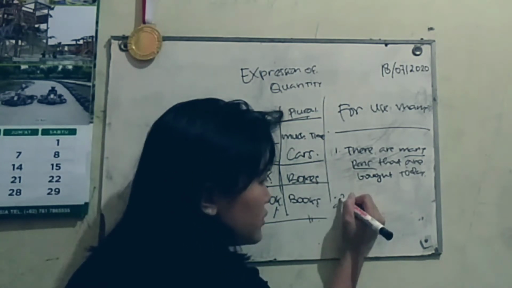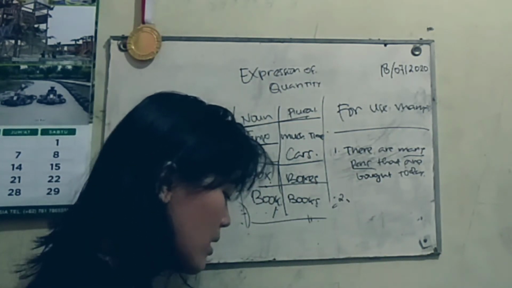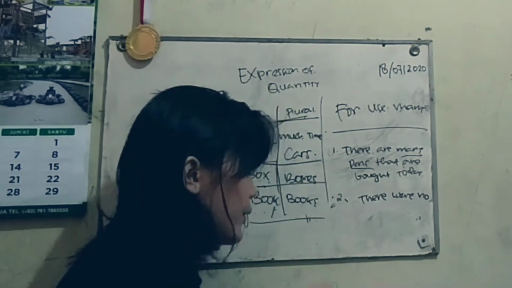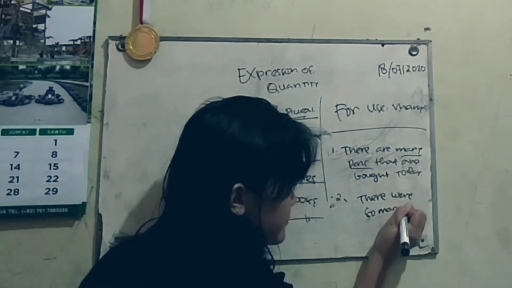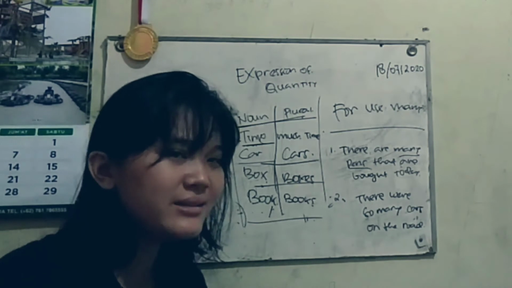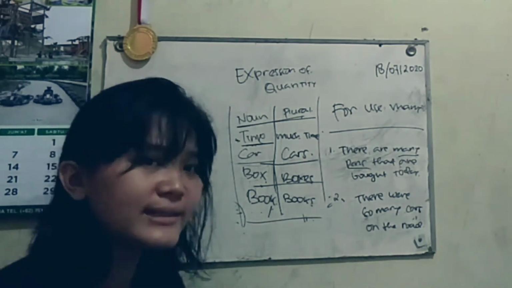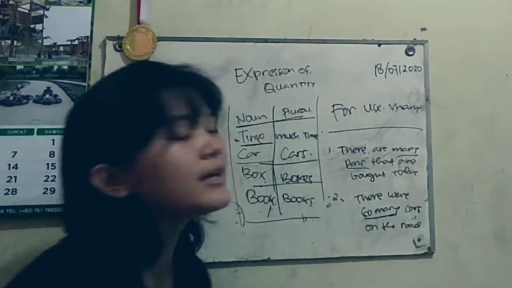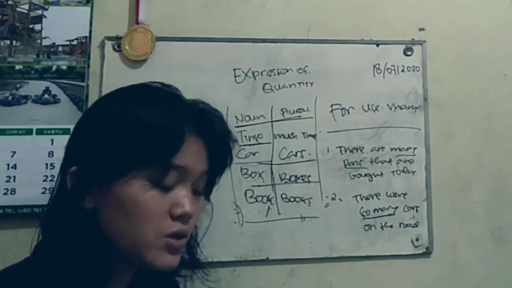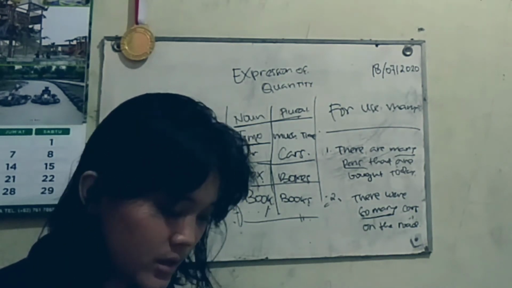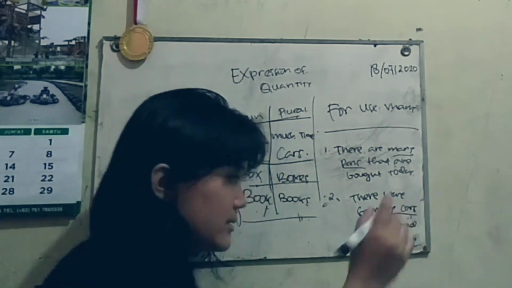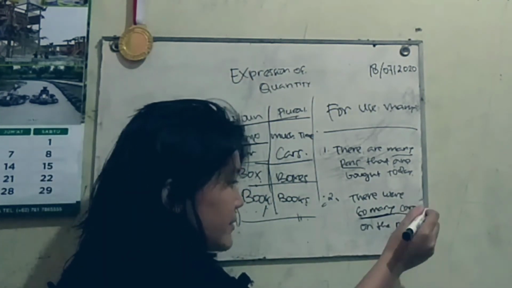And the last is number two. There were so many cars on the road. Actually, we just add many or much. It doesn't say we must add so many. There are many kinds of use with many. For example, so many, so few, far more, far fewer, many more, and that many. So here I make the example of so many cars. It still adds s or es at the end.